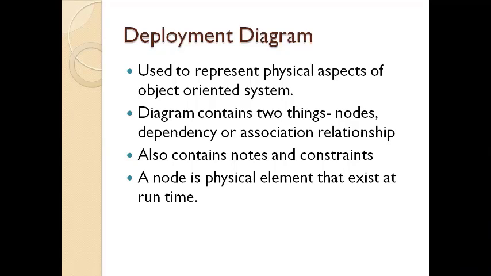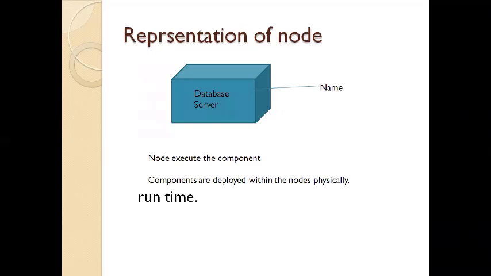A node is a physical element that exists at runtime. So what we are going to represent in this deployment diagram are basically the nodes, which are the physical entities. Now how the node is represented, that we will see in this diagram. The database server, which is a node in the system, is represented with this block, that means the rectangular block is shown here, or a cube. The nodes execute the components, whatever component diagrams we have shown earlier. These components are deployed with the nodes physically.